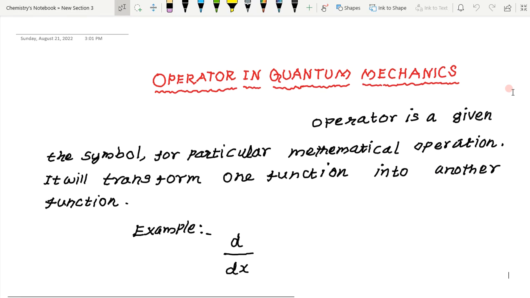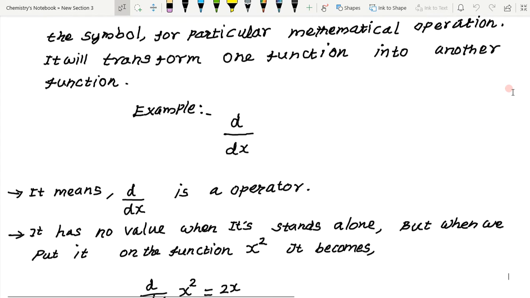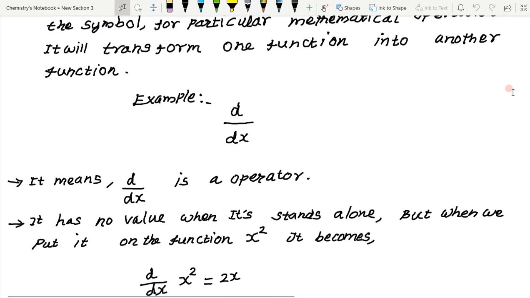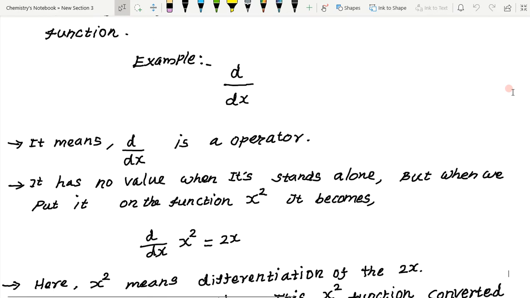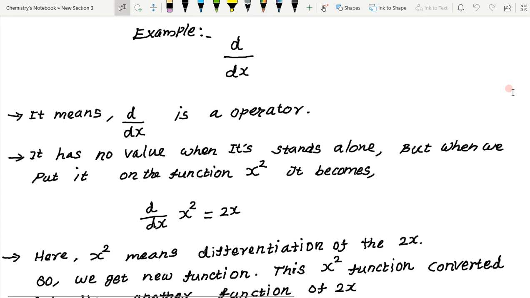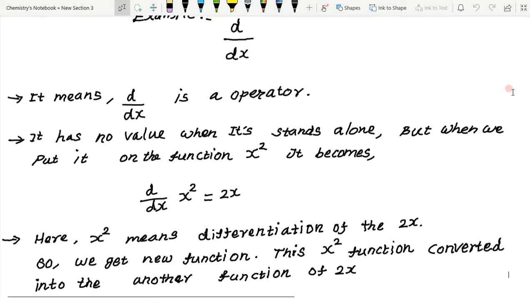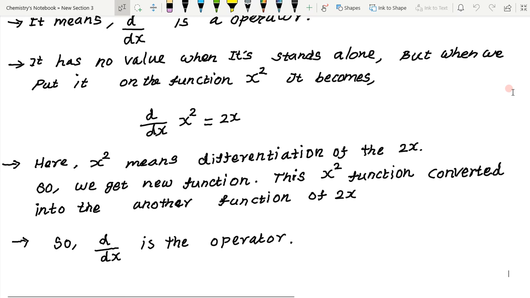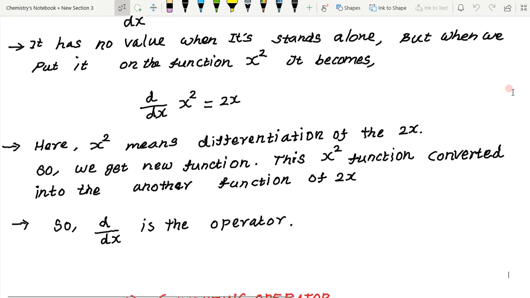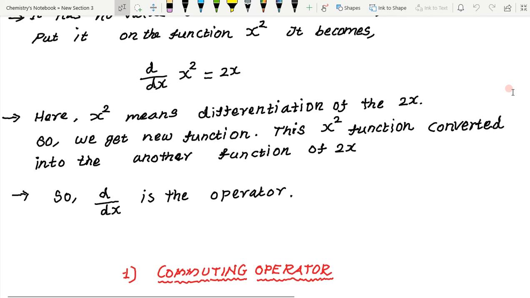Example, d by dx is an operator. It has no value when it stands alone, but when we put it on the function x square, it becomes d by dx of x square. d by dx of x square equals 2x. Here we differentiate x square to get 2x. So we get a new function; the x square function is converted into another function, 2x. So d by dx is the operator.